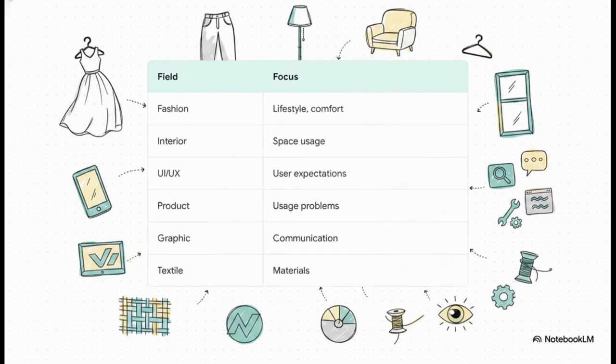In product design, you look for physical friction, like maybe a mixer grinder that shakes way too much when you're making idli batter. Graphic designers conduct interviews to see if a bilingual billboard communicates clearly to everyone passing by, and textile designers want to know user preferences for breathable, local materials like khadi. Across every single field, this human-centered approach remains exactly the same.